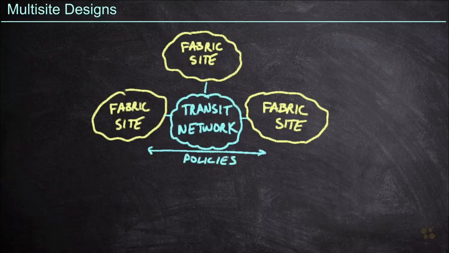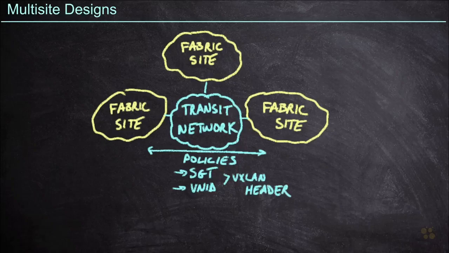And we may recall that we have 2 different types of policies. We have microsegmentation policies, which are determined by that scalable group tag. We also have macro segmentation policies, and those are designated by virtual network identifiers. Each of these is carried inside of the VXLAN header, and that's going to carry implications for how we build this transit network.